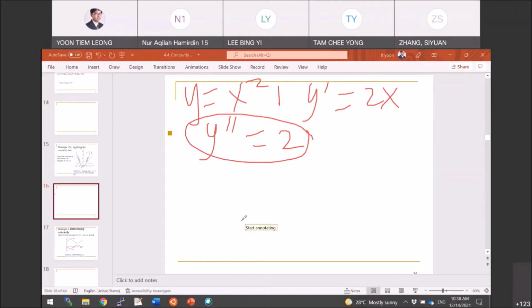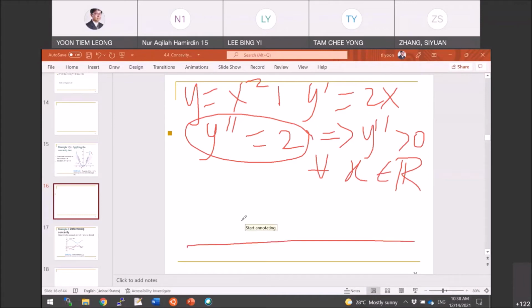Here it is easily understood that y prime prime is always positive for all x in the real numbers. Right? So if you draw a graph of the x-axis to represent the function x squared, then you'll be sure that the function has a concavity which is always positive.